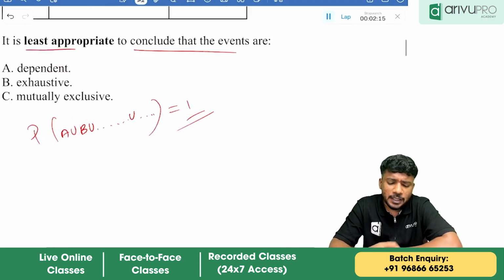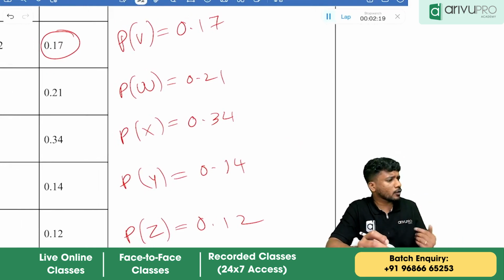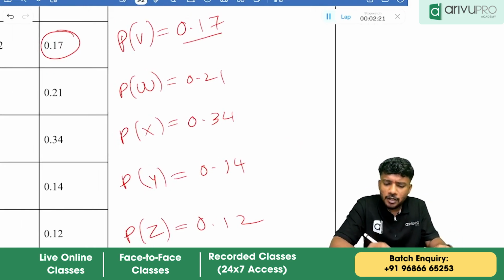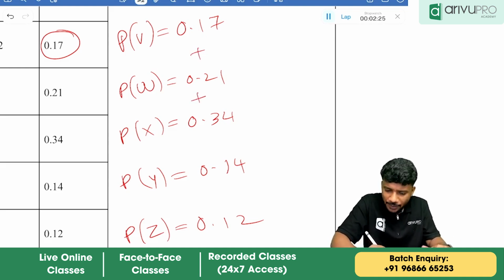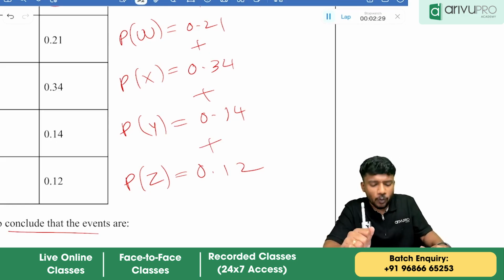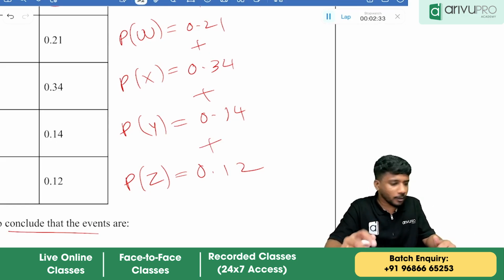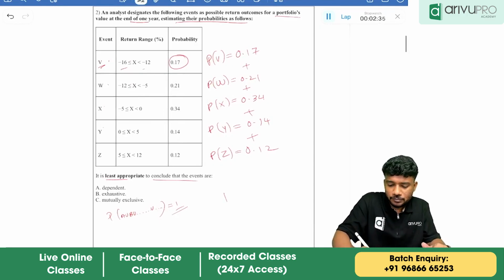Now, total probability is equal to how much? You tell me. When I add all the probabilities, 0.17 plus 0.21 plus 0.34 plus 0.14 plus 0.12 is equal to how much? Total probability is equal to, P total is equal to what?